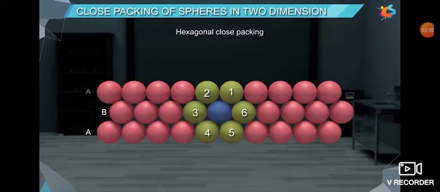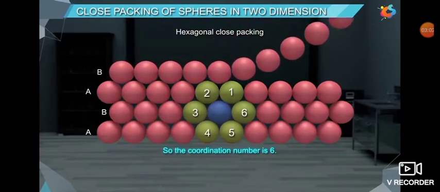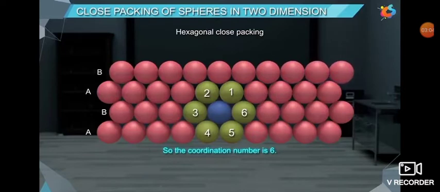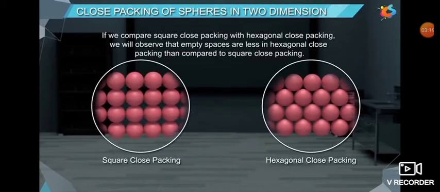And see the coordination number: the central particle is attached to 6 spheres, so the coordination number is 6. When we draw the centers of these 6 spheres, we get a hexagon. That is why we call this packing hexagonal close packing. This way we can arrange the AB type of package. This is hexagonal close packing in two dimension, and it is the most economic or efficient manner compared to the previous AAA type package.